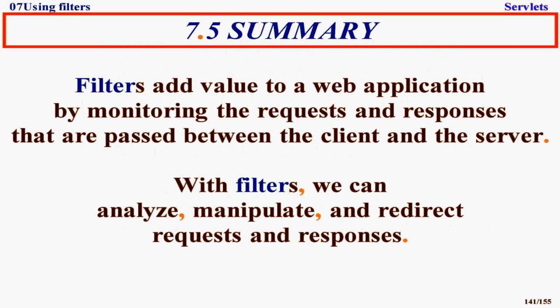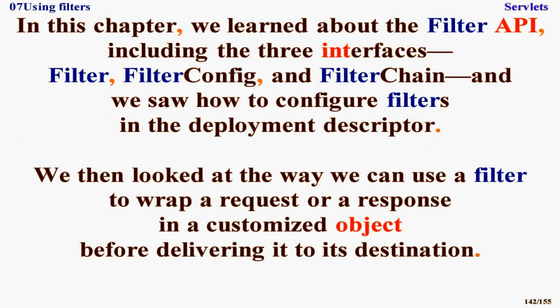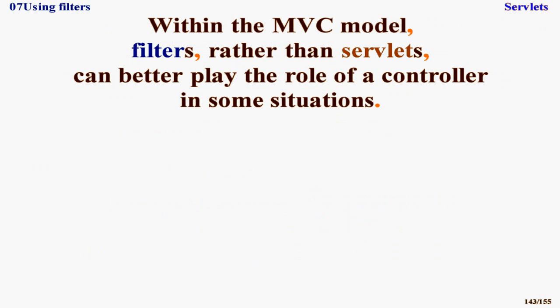7.5 Summary. Filters add value to a web application by monitoring the requests and responses that are passed between the client and the server. With filters, we can analyze, manipulate, and redirect requests and responses. In this chapter, we learned about the Filter API, including the three interfaces Filter, FilterConfig, and FilterChain, and we saw how to configure filters in the deployment descriptor. We then looked at the way we can use a filter to wrap a request or response in a customized object before delivering it to its destination. Within the MVC model, filters, rather than servlets, can better play the role of a controller in some situations.